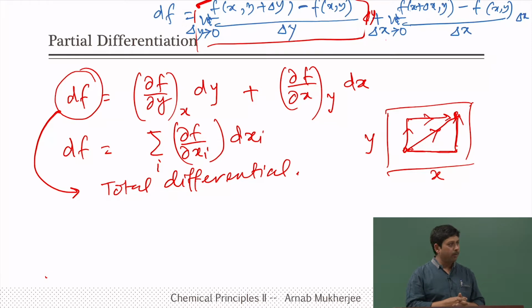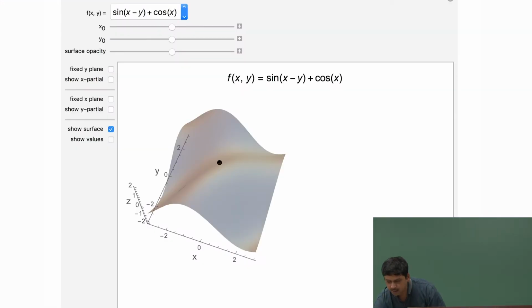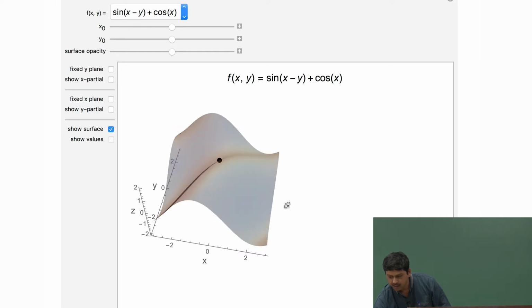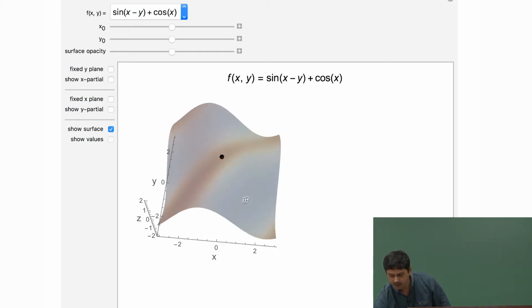Whereas, if you get to a property where if you change the path, then you will get different values, then it will be called an inexact differential. Okay. Now, we will see that later on, but before that I just want to show you what this partial differentiation looks like. So, for example, here we are showing a particular function f(x, y) = sin(x - y) + cos(x), some function is drawn here.